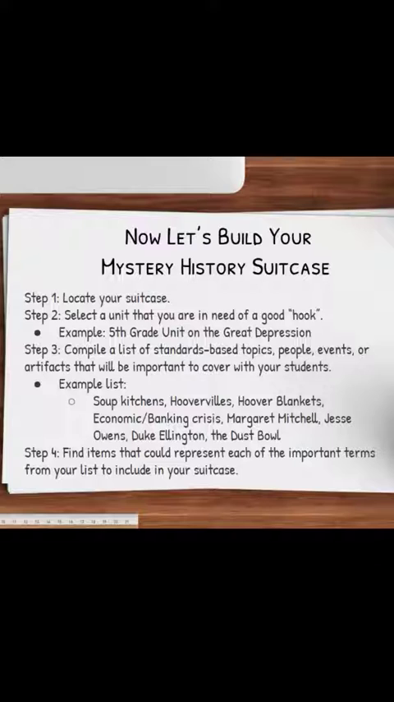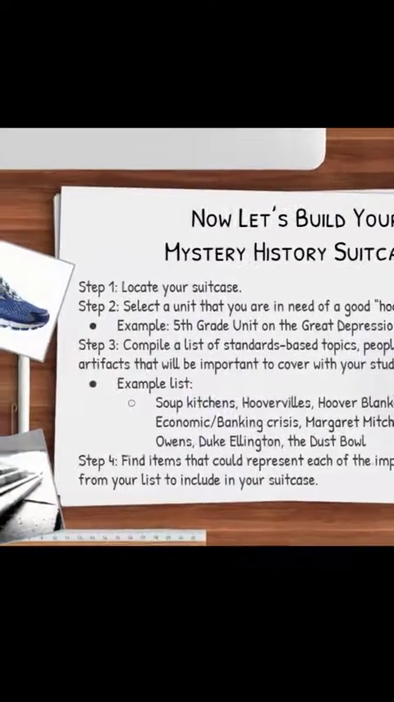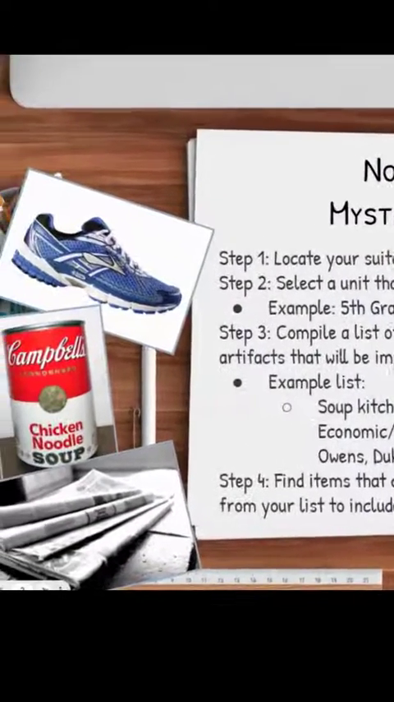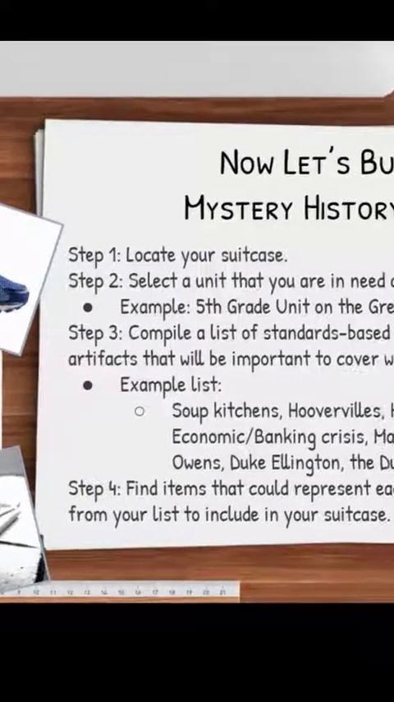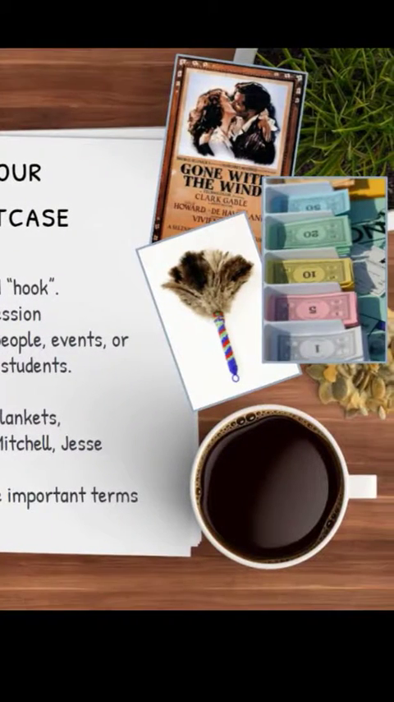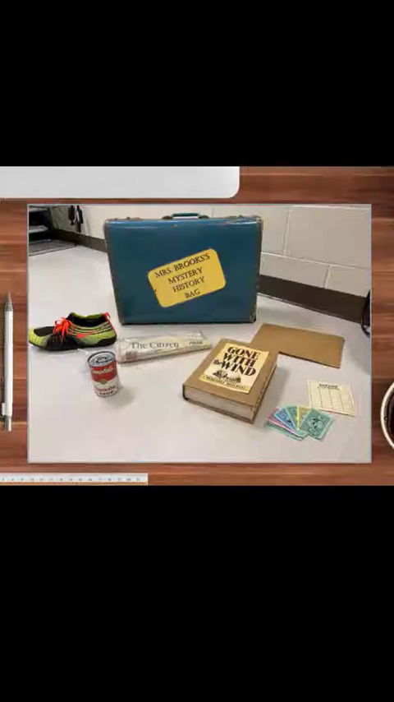Bowl. And finally, step 4, find those items and put them in your suitcase based on their representation of the items on your list. As you can see, I threw in a pair of shoes, a chicken noodle soup can, a newspaper, feather duster, Gone with the Wind, and some Monopoly money.